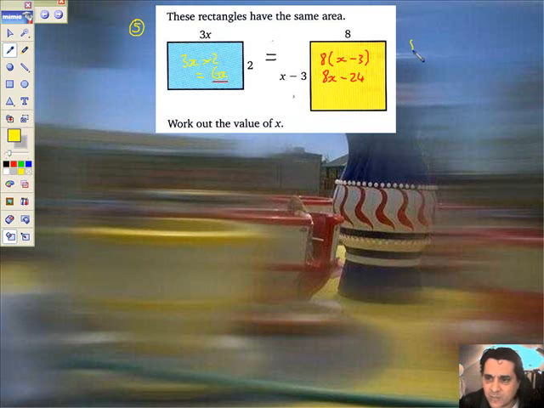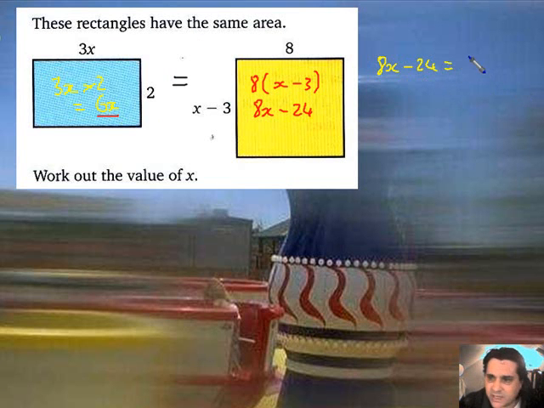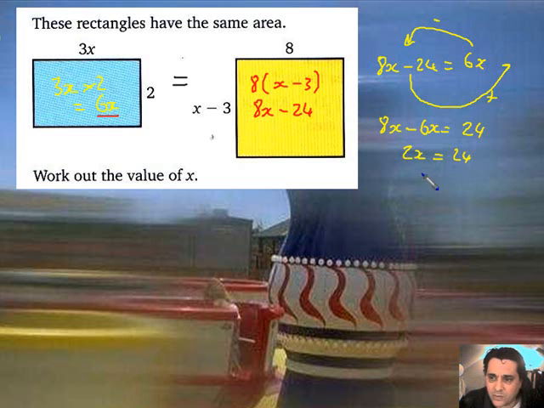So over to yellow. 8x minus 24 is exactly the same as 6x. Alright? Because 3x times 2 is 6x. Solve that simple thing. Bring my 6x's over here and subtract. Take my minus 24 next door and add. So 8x minus 6x equals positive 24. 2x is 24. Guess what? x is 24 divided by 2, 12. Peasy. Alright, so that's that one where we've got equations with stuff on each side.